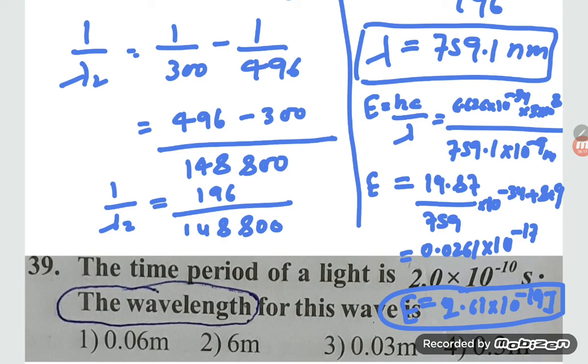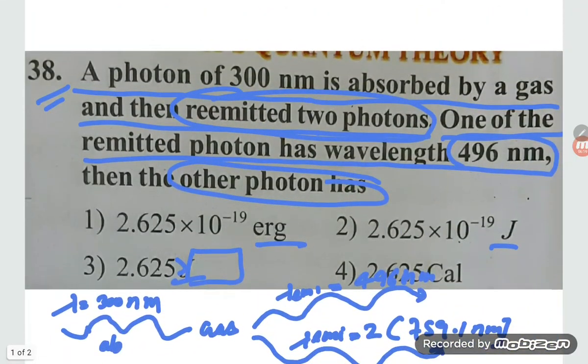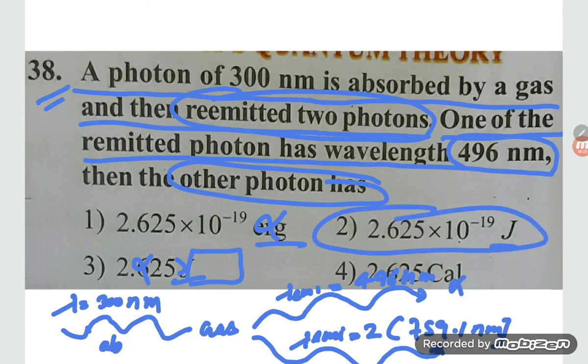Let us check the options, student, to see what the correct option could be. Here it is 2.62, my mistake, here is wrong. This is 2.625 into 10 power minus 19 joule. The correct option is option number 2, student.